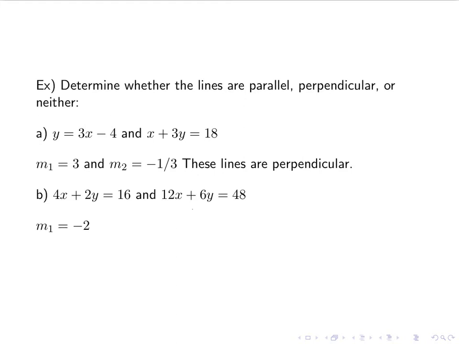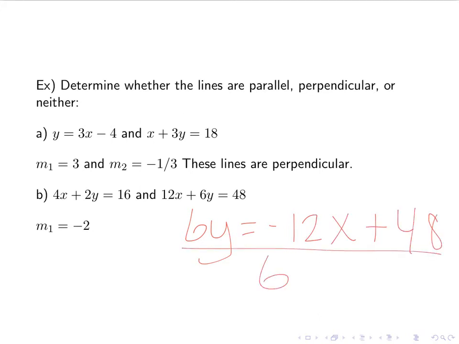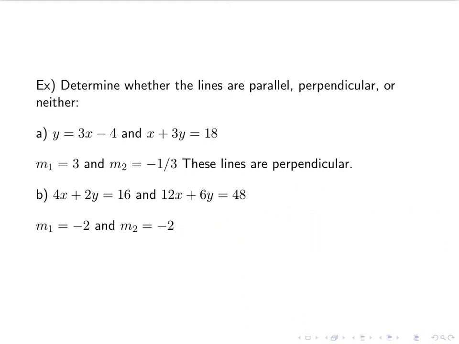And then for our second equation, again, I'm going to move my x's over and divide by my 6. And again, my slope is the coefficient of x, which will be negative 12 over 6, which is negative 2. So as we can see, m1 and m2 are both negative 2. So that means these lines must be parallel.